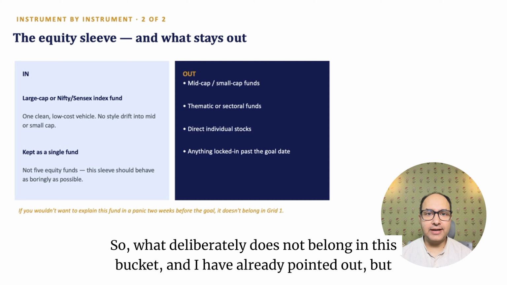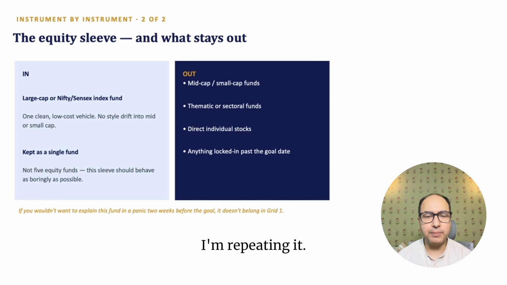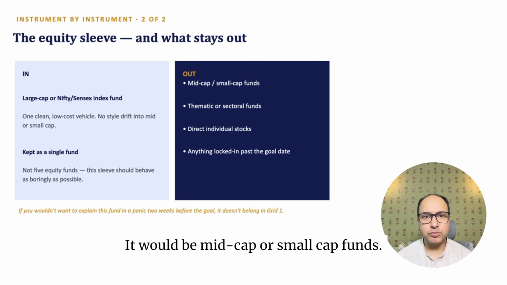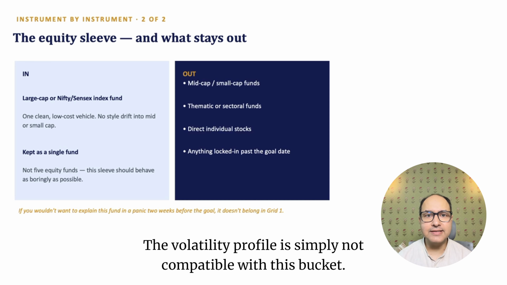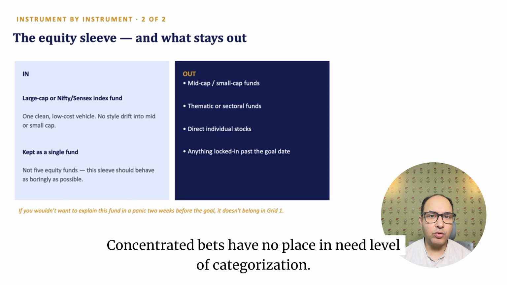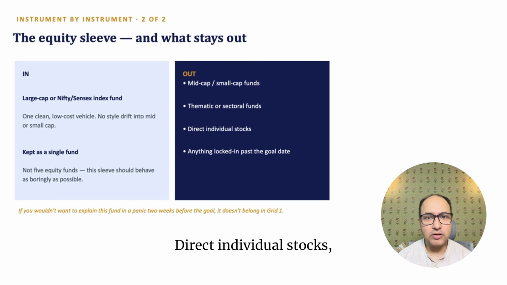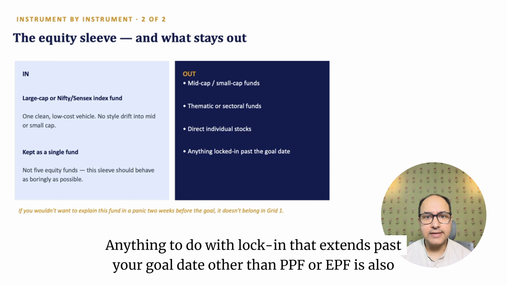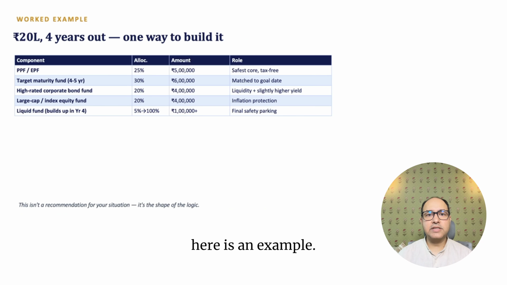So what deliberately does not belong in this bucket, and I have already pointed out, but I'm repeating it, would be mid cap or small cap funds. The volatility profile is simply not compatible with this bucket. Then you have thematic or sectoral funds. Concentrated bets have no place in need level of categorization. Direct individual stocks, anything to do with lock-in that extends past your goal date other than PPF or EPF is also not recommended. Here is an example.